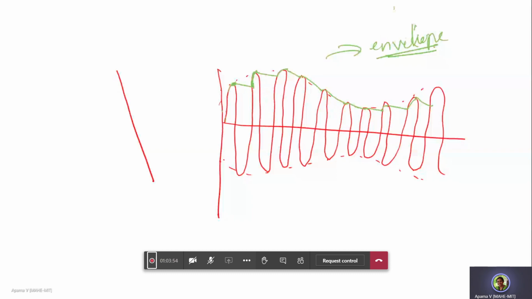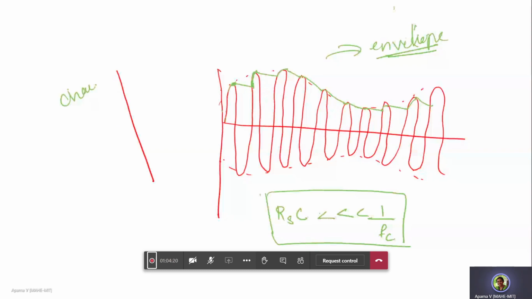Okay, so for that, what should we do? This RS into C, that is the charging time constant, should be very, very less compared to the carrier frequency FC. That means charging should be fast. Charging of the capacitor should be fast and discharging should be slow.